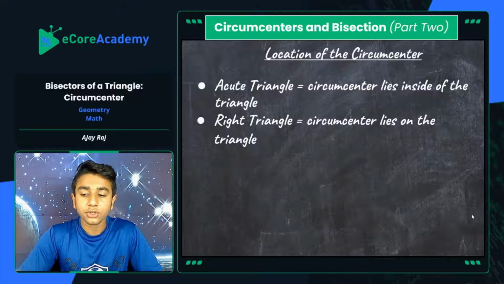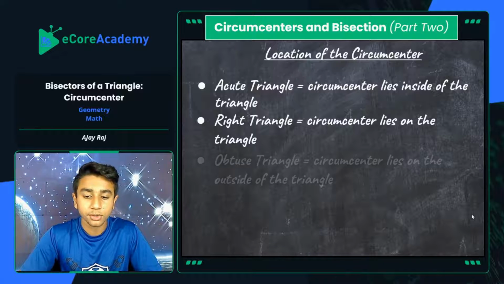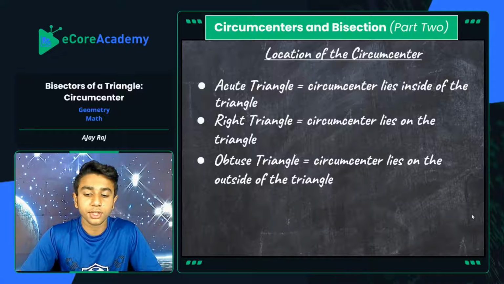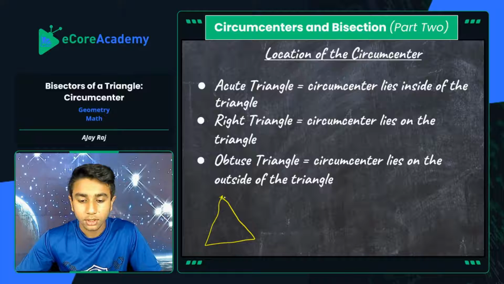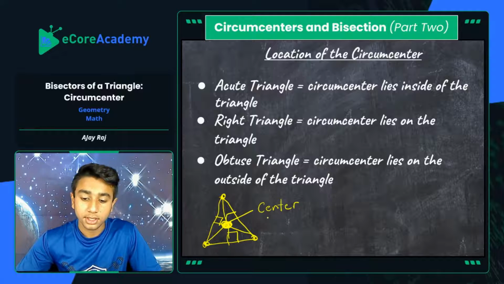If it's a right triangle, the circumcenter lies on the triangle, so on one of the side lengths of the triangle. And then, of course, for an obtuse triangle, the circumcenter lies on the outside of the triangle, meaning on the exterior of all of the sides. So I'll give you an example here. For your acute triangle, I'll use the same example with the equilateral triangle here. When you have all of your bisectors drawn, you can tell that this point of the circumcenter is in the center. Write that here. And it's inside.